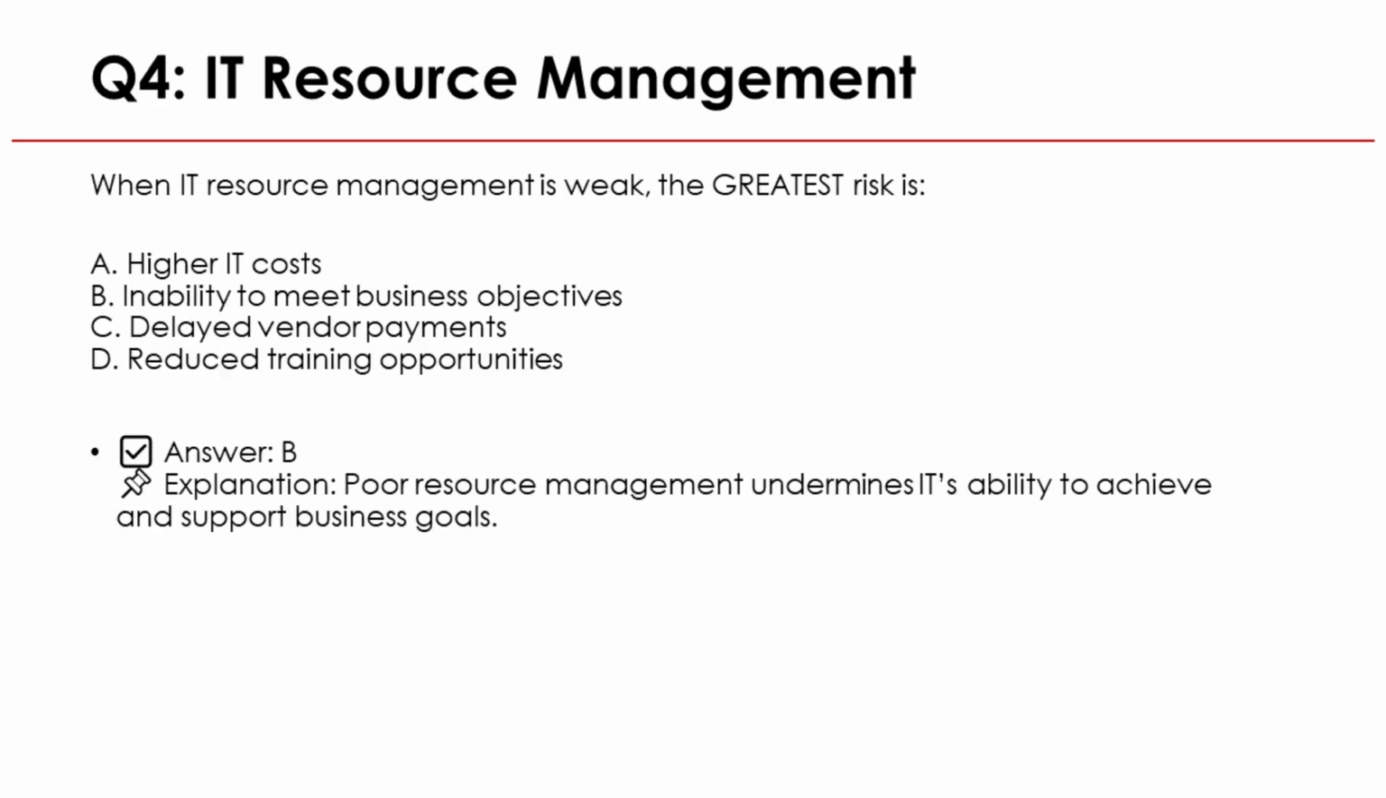When IT resource management is weak, the greatest risk is: Option A, higher IT costs, secondary. Option B, inability to meet business objectives. Correct, misaligned resources hurt business goals. Option C, delayed vendor payments, finance-related, not resources. Option D, reduced training opportunities, minor compared to alignment. Correct answer, B, inability to meet business objectives. A car without enough fuel won't reach its destination.